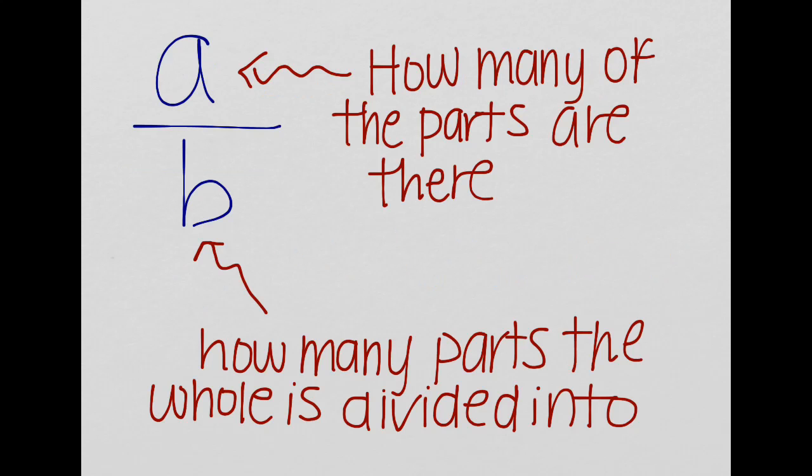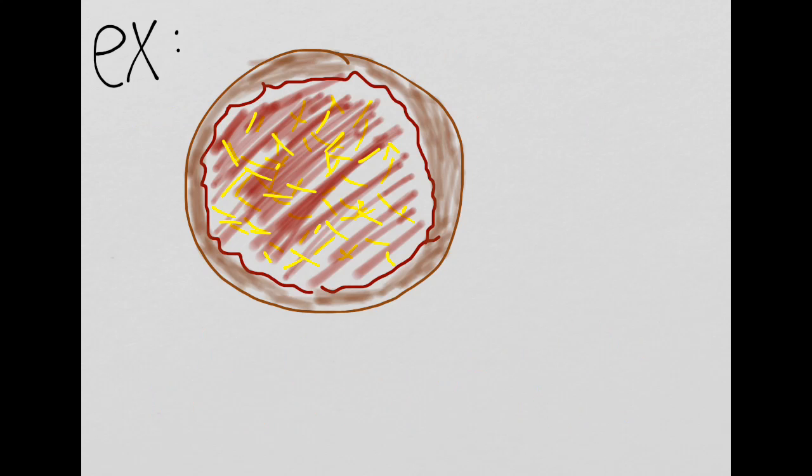So basically, A, or the numerator, tells you how many of the parts are there. So how do we know what the parts are? Well, that's where B comes into place. B tells us how many parts the whole is divided into. Let's look at an example to make this a bit more clear.